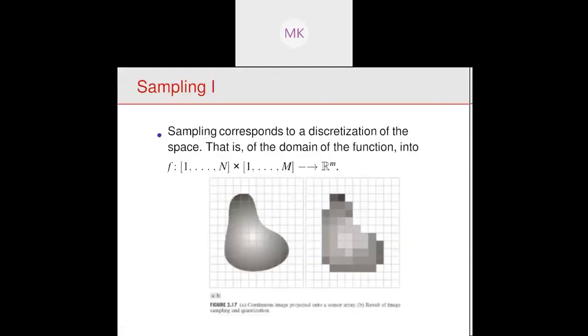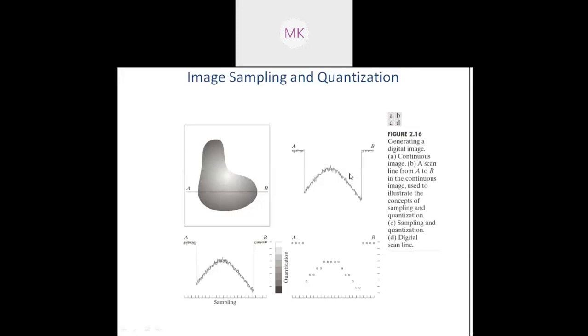In sampling, we assign the function from 1 to n and 1 to m, which is mapped onto R raised to m. This is how we represent the sampling of the line segment within the given image. So A and B is the line segment.